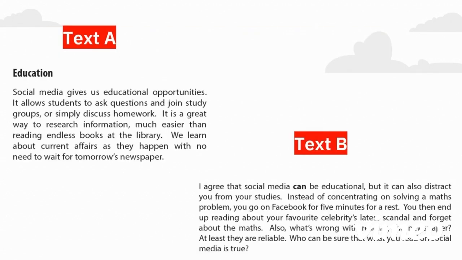So I've pulled up these extracts from text A and B. They are both about education. If we look at text A straight away, we can see this sentence, social media gives us educational opportunities, is quite similar or on the same topic as the first sentence in this paragraph from text B. I agree that social media can be educational, but it can also distract you from your studies. So I'm going to put that into a comparison because I'm quite happy with those.